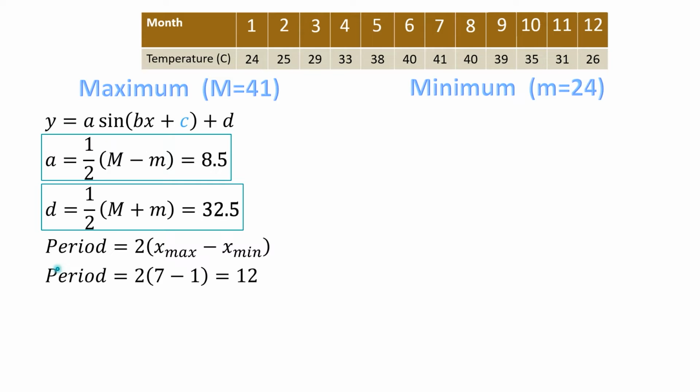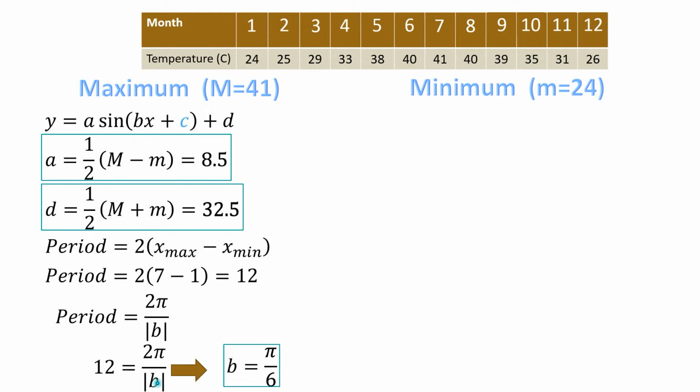This is the period, and we can expect it to be 12 because every 12 months the function will repeat itself. The summer, winter, all the seasons will be repeating themselves every 12 months, so it was expected to be 12. Now, after we find the period, remember that the period equals 2 pi over the absolute value of b. So 12 equals 2 pi over b. We can do a cross product and find the value of b. It will be pi over 6.